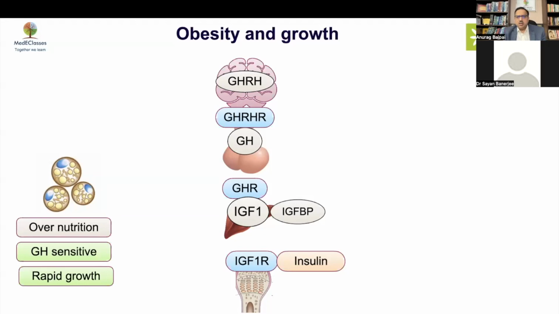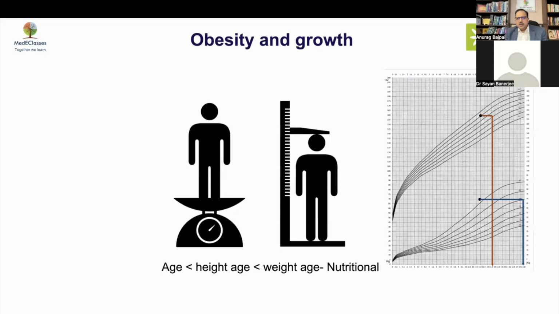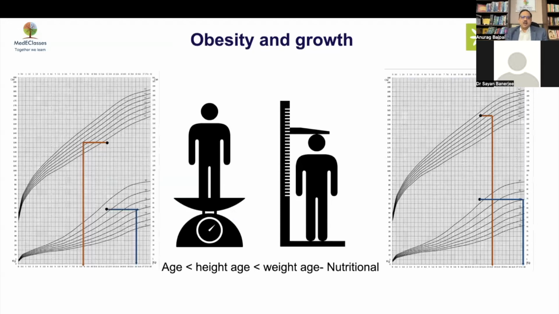So obesity is associated with rapid growth. Decreased growth is very, very important. So this is the fundamental paradigm when you're evaluating a child with obesity. You expect that a child who is tall, whose height age is more than the age, has a nutritional pattern of obesity, while if you have a growth chart like this, in which your height is compromised, you have a short and plump child, like the second case we discussed, it is clearly an endocrine cause, which is very important in that regard.